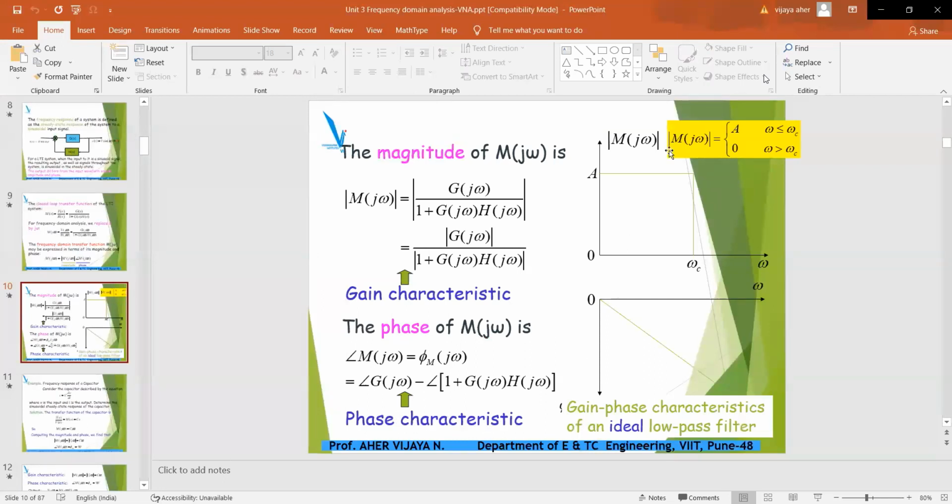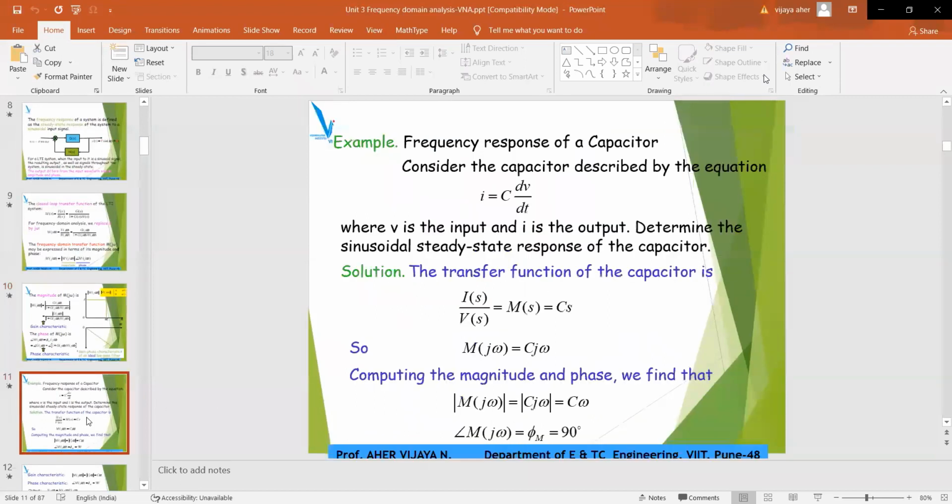I have taken one simple example, that is the phase and gain characteristics of an ideal low pass filter, as an example I have explained. Then you have solved one example, that is the frequency response of a capacitor. We have taken a single capacitor and plotted the frequency response of this capacitor.